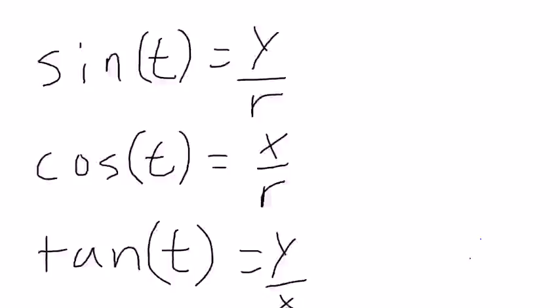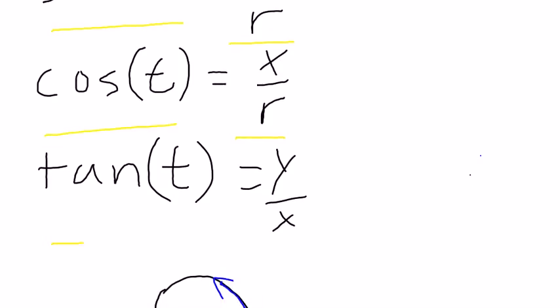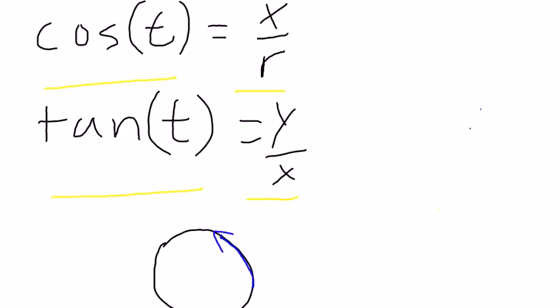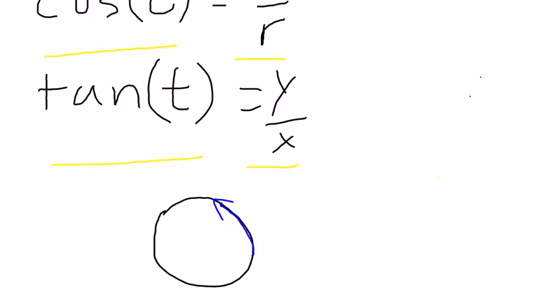Alright, so far in this class we've learned that the sine of a t-value is equal to y over r, the cosine of a t-value is equal to x over r, the tangent of a t-value is equal to y over x. Well, what is this t-value? The t-value is a distance along the perimeter of a circle.